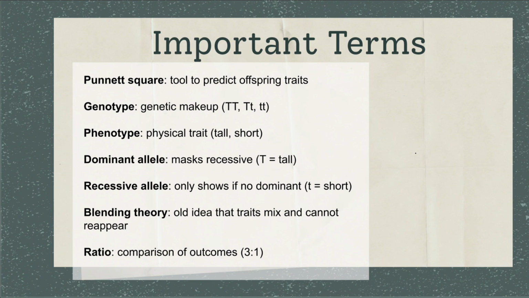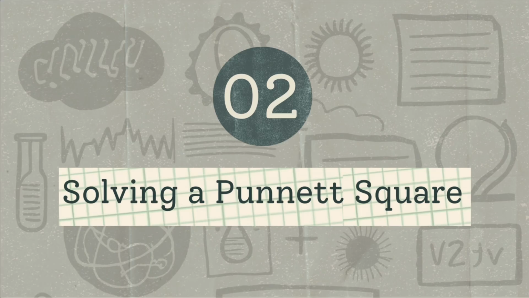And ultimately, we need to know all these terms to reject blending theory, which is an old idea that traits mix and cannot reappear. And from our Punnett square, we will be able to see a ratio, which is the comparison of outcomes. And this ratio is going to be gauged from our genotypes and how much we have of each one. So I just want to make sure to keep these terms in mind when I'm solving my Punnett square.